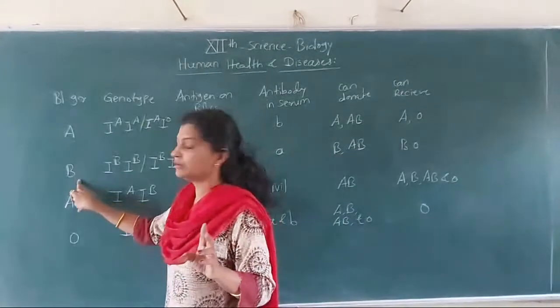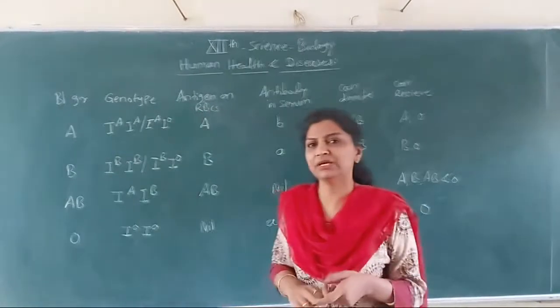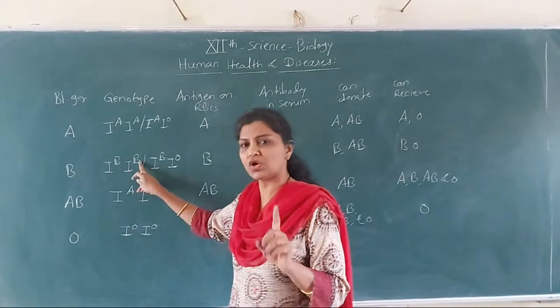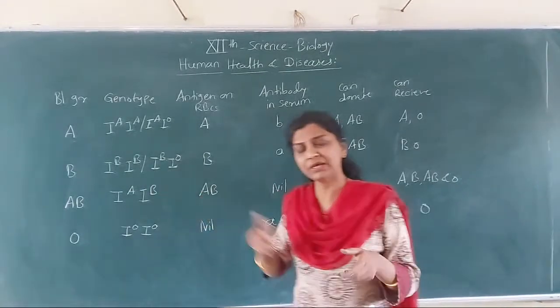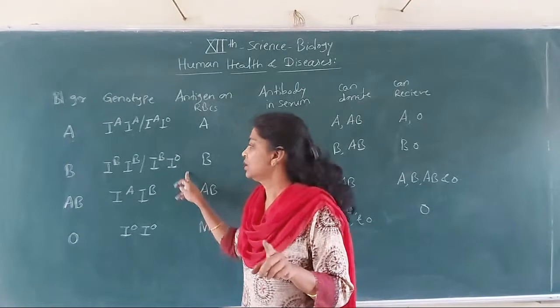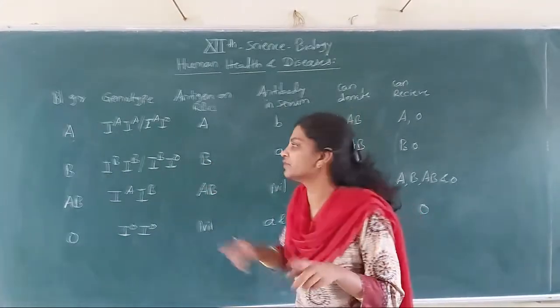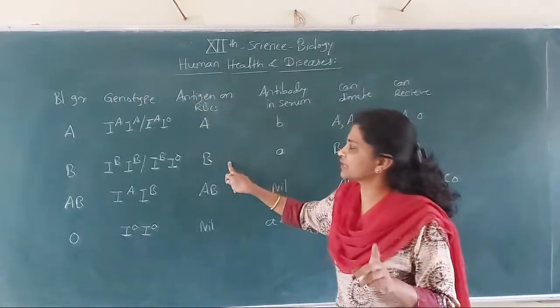Then second, blood group B. The genotype of blood group B is IBIB. That is, both parents are of B blood group, or one parent is of B blood group and the other belongs to O. Because here also O blood group is recessive over B.